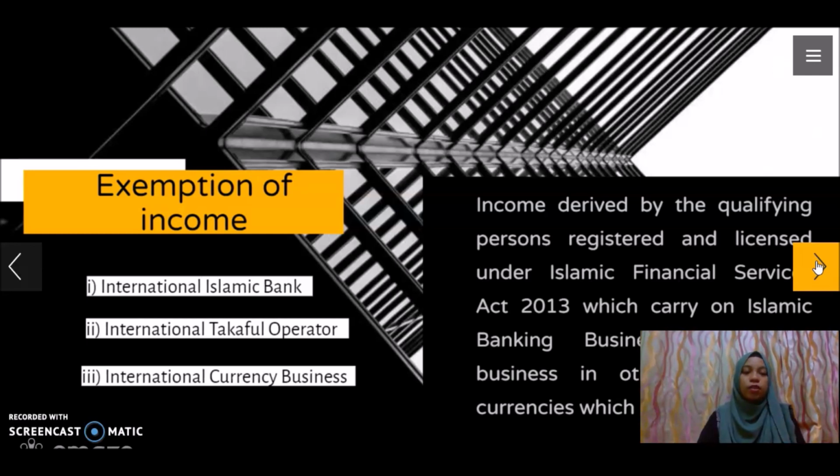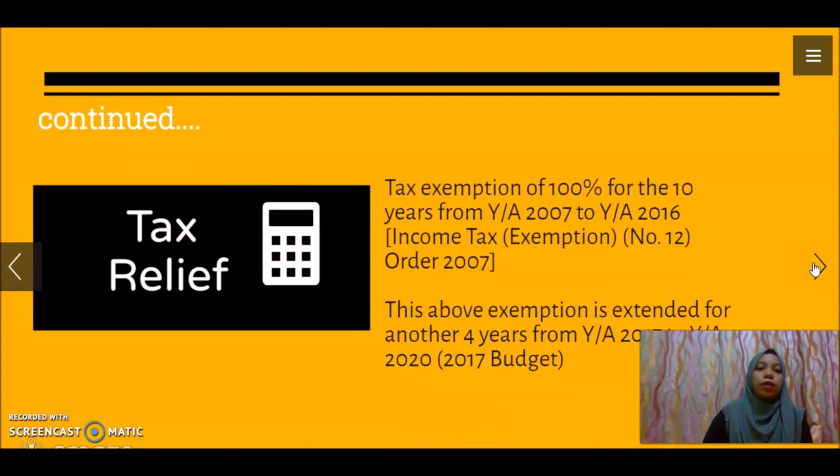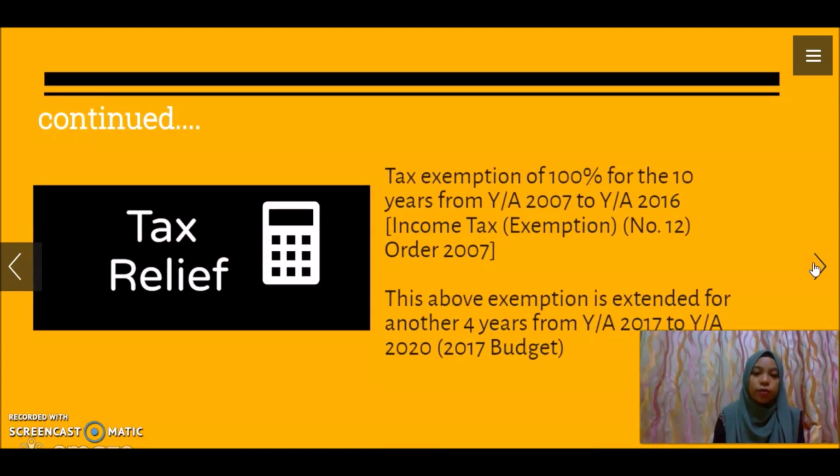So who is the qualifying person that has the right to this exemption? First is the International Islamic Bank, second is the International Takaful Operator, third is the International Currency Business. The qualifying person or company will have a full income tax exemption for 10 years, and this exemption is effective from year of assessment 2007 until year of assessment 2020.